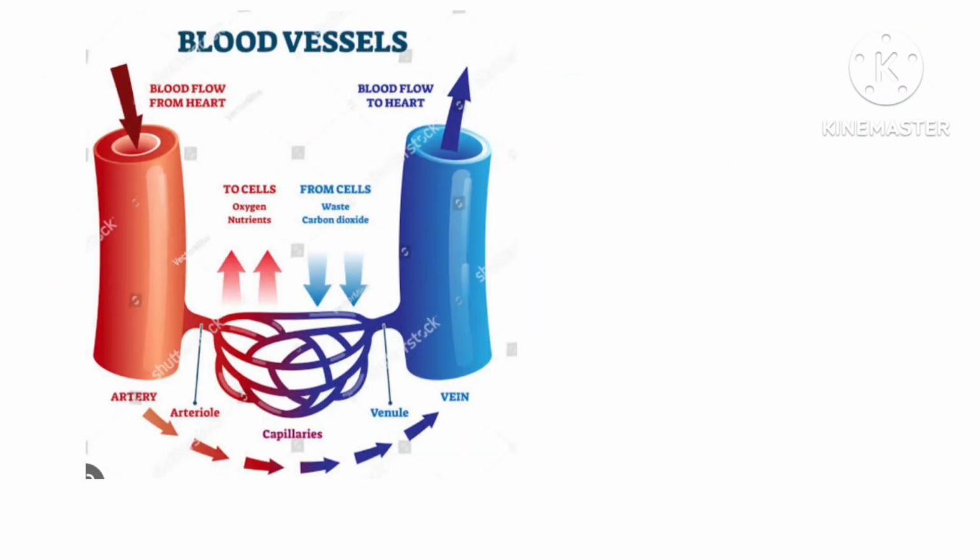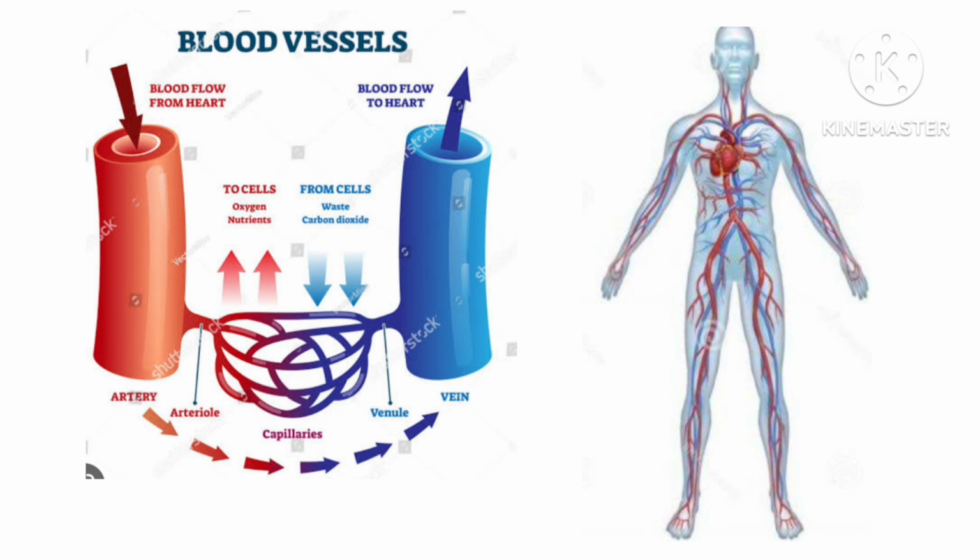You can see the picture of blood vessels. Arteries are red in color, veins are blue in color, and how they form the network of capillaries inside the human body.